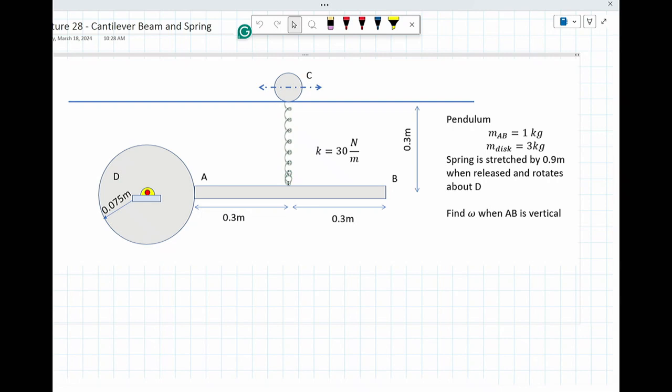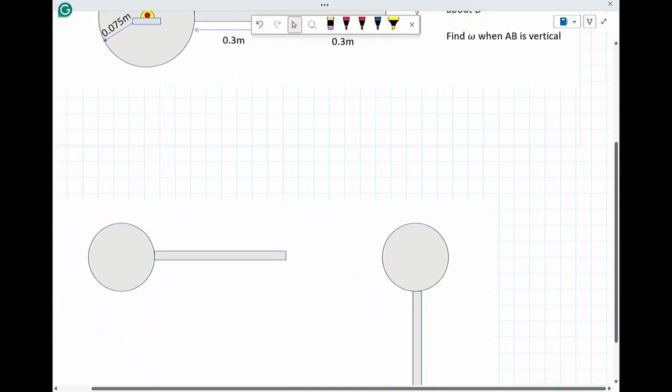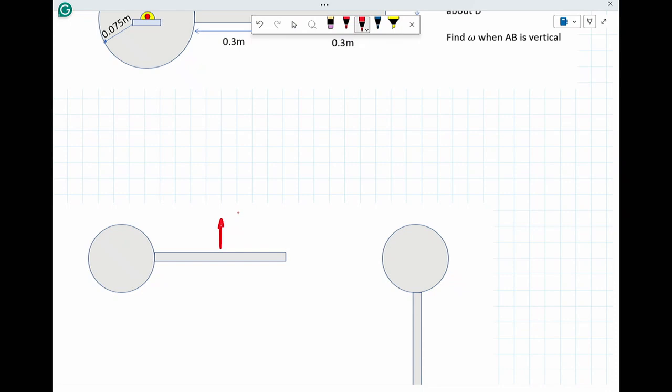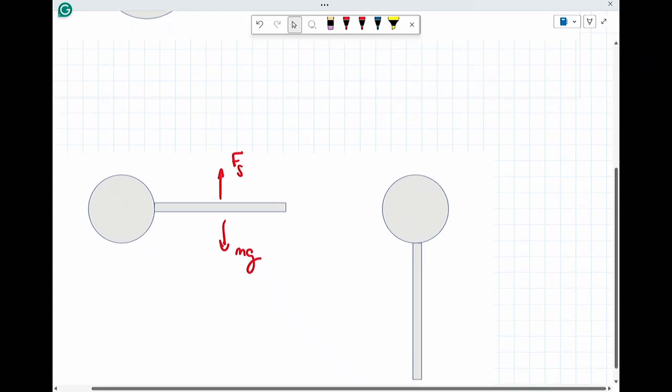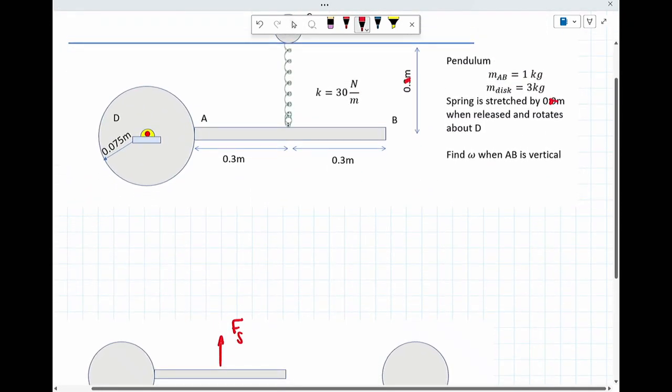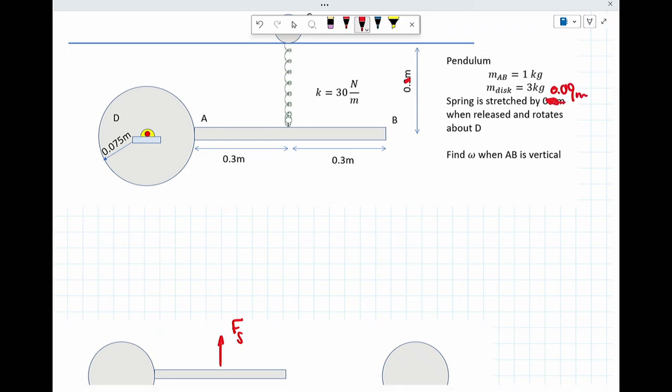All right, so, which means I have the wrong number, maybe. I will figure out what number I actually meant to have there. All right, we start there. We have the force of the spring, which is pushing up. We have mg. Oh, it's 0.09. Thank you. All right. The spring is stretched by 0.09 meters.